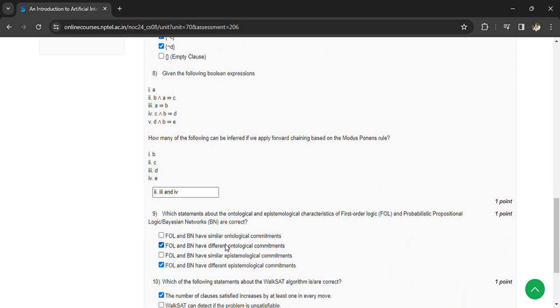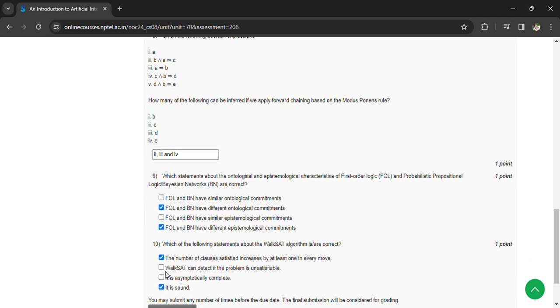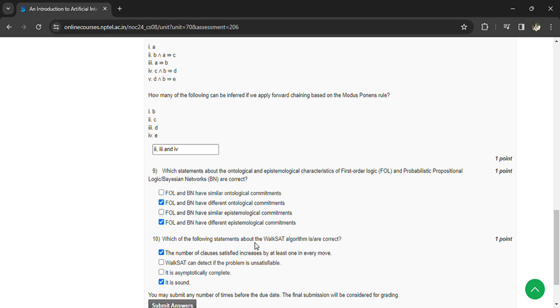So the ninth question: which statements about the ontological and epistemological characteristics of FOL are correct? B and D are the options. Which of the following statements about the WalkSAT algorithm is correct? The first and last statements.